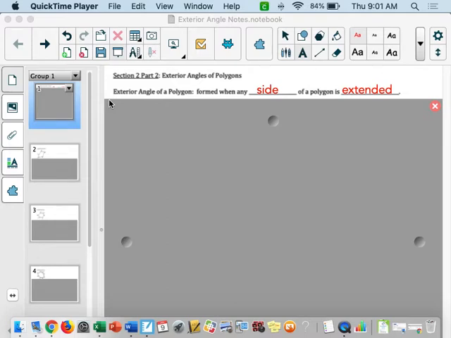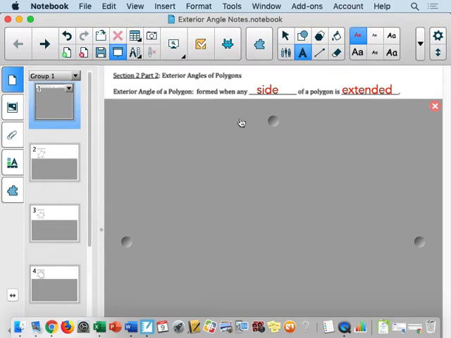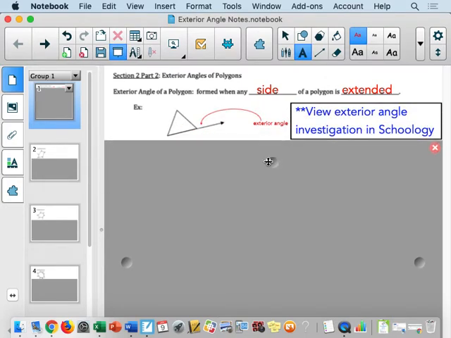Okay, so this is section 2, part 2, exterior angles of polygons. First of all, by definition, an exterior angle of a polygon is when any side of a polygon is extended, and you get an exterior angle. So I have a diagram here for you.